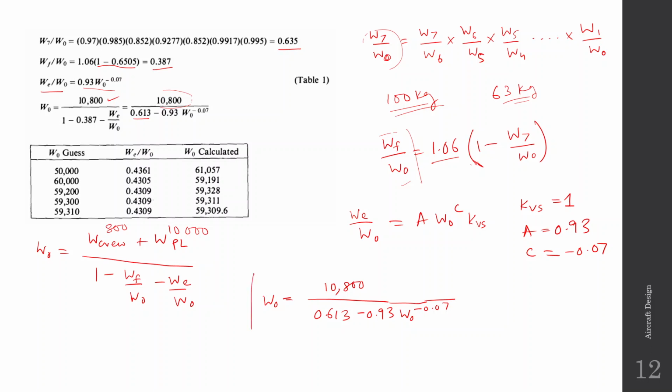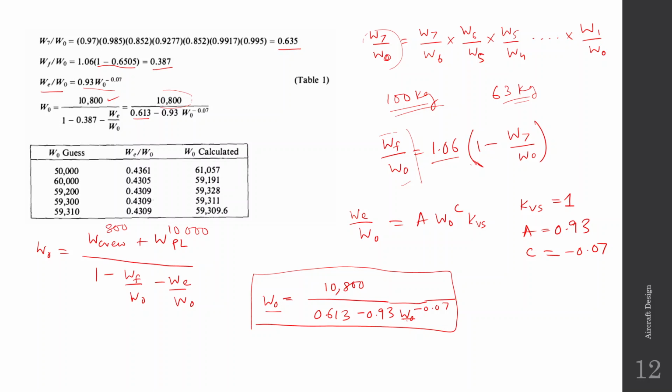So we get this formula. Now as I told you previously, the empty weight fraction, We by W naught, depends on W naught itself. So you can see that we want to calculate W naught, but W naught is also there on the right hand side. So we have to start with some estimate and then perform an iterative algorithm to converge to the actual value.